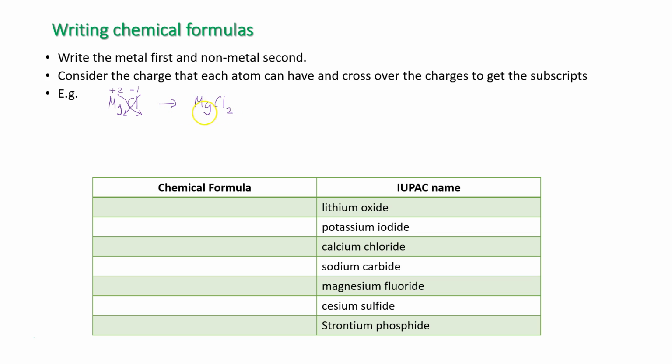Okay, so that would be magnesium chloride. So one magnesium and two chlorines attached to it. Okay, so now let's look at this one. Lithium oxide. Lithium has a charge of +1 because it's in the first group. It's an alkali metal. And oxygen is in the 16th group.